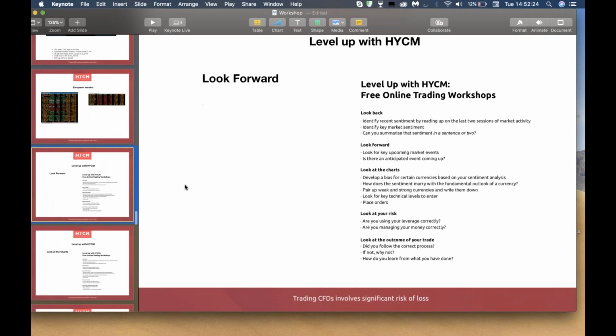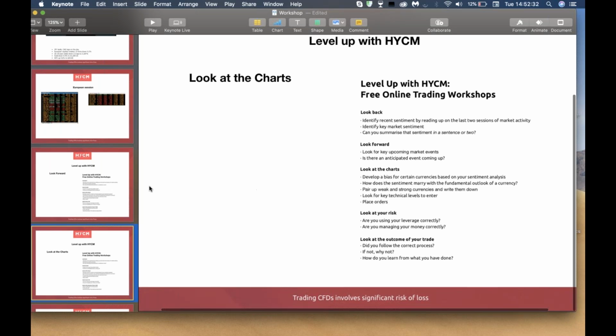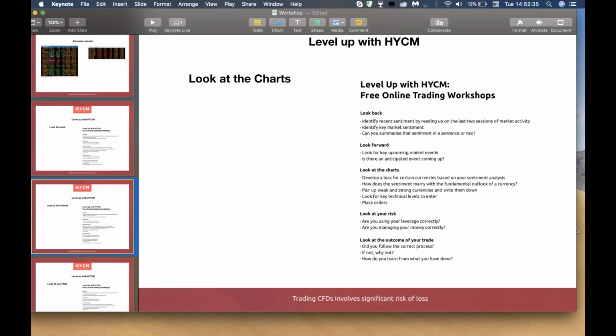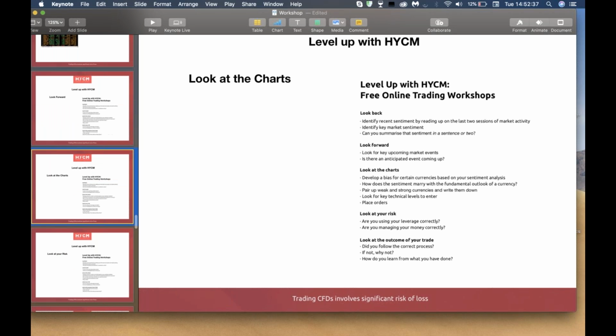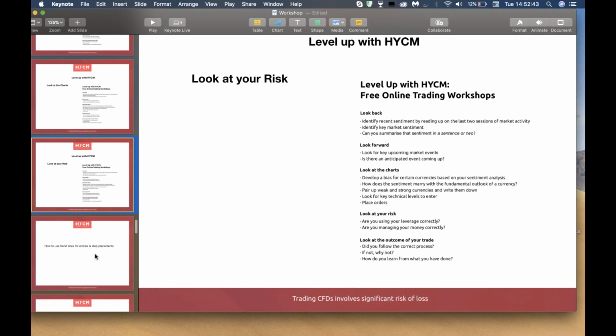Look forward, we've already done that over the FX week ahead. Look at the charts. Don't forget the technical places to be looking to enter: 100 exponential moving average, 200 exponential moving average, pivot points. These will provide good potential entry points. And again, look at your risk. You don't want to be trading with more risk than you need to, so make sure you use your leverage correctly.